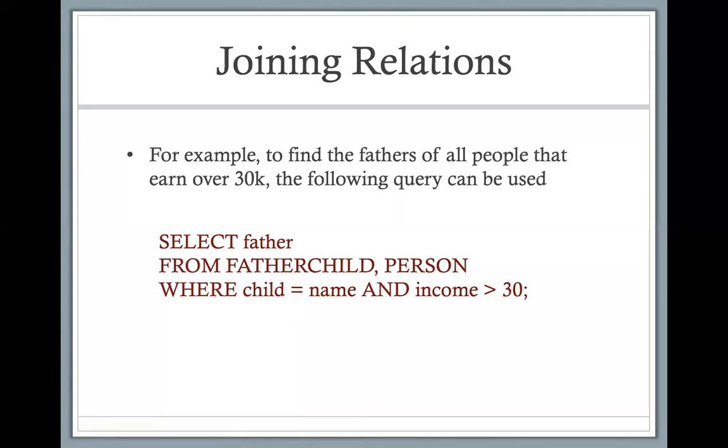And what is the join condition? I want the income of the children, so basically the child is equal to name. So I'm saying select father, that's what I want to project at the end, from father-child, comma, person, where child is equal to name and income greater than 30. So child is equal to name is the join condition. I want the child to be the same as name in the table person.